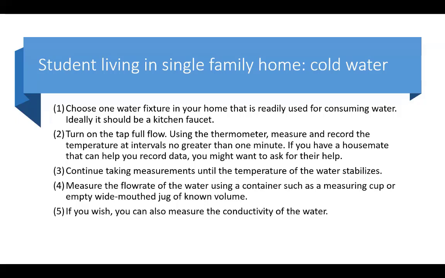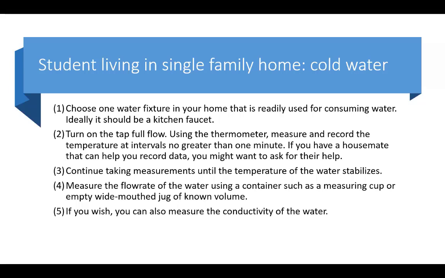Using the thermometer, you're going to measure and record the temperature at intervals of no greater than about 1 minute. If you have a housemate that's willing to help you record data, you might want to ask for their help. I found it easiest to have a 1 liter wide mouth container, for instance, a water bottle, so that I could turn the tap on full, collect 1 liter of water, shut off the tap, record the time to collect the 1 liter, and measure the temperature and conductivity of the water. Then I could discard the container and repeat until the temperature stabilized.